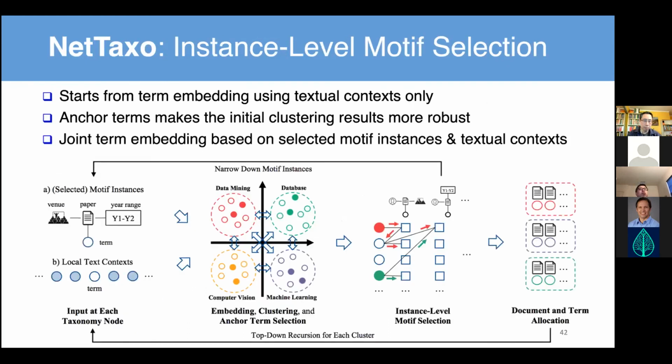So we proposed a method called NetTaxo. We will conduct an instance level motif selection. So in the very beginning, we just ignore all these motif instances. We will start with the term embedding. We just follow the taxonomy idea to do some clustering. But we have to admit that there will be some mistakes in the first round of clustering here, right? So how can we refine these clustering results?